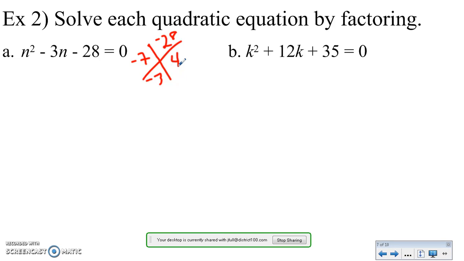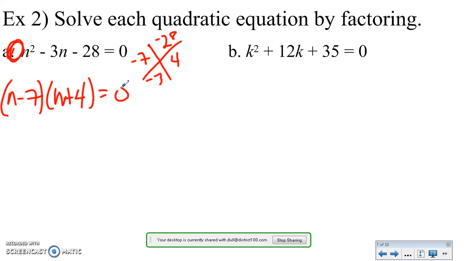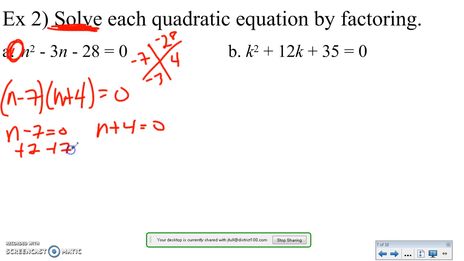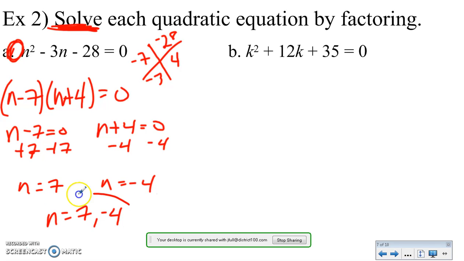Now, think back to a couple units ago. Since there's nothing out front here, I can go right to my parentheses. So I'm going to have an n minus 7 and an n plus 4, and that still equals 0. This is now in factored form, so I need to make sure that if I have an equal sign there and it says solve in the directions, I actually solve it. So we're going to do n minus 7 equals 0 and n plus 4 equals 0. If I add 7 to both sides, I get 7. If I subtract 4 from both sides, I get negative 4. So my two answers are 7 and negative 4.